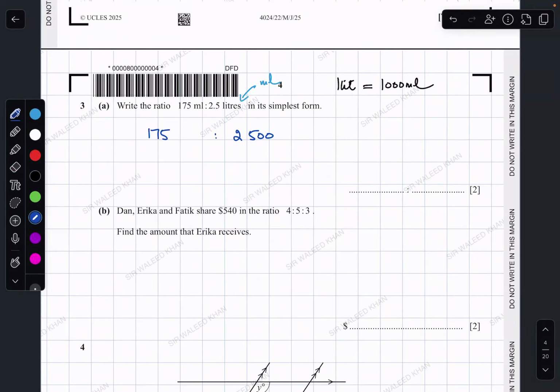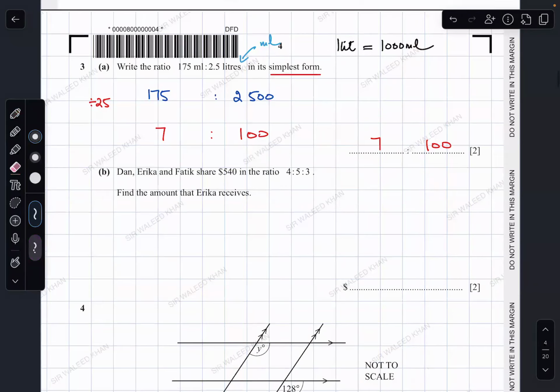Now we can take a ratio of this, right? Because you have access to a calculator, I can see both are divisible by 25. 175 divided by 25 is 7, and this will be 100. So 7 ratio 100. Okay. Next. Because they have written simplest form, the only acceptable answer is this, not this. You will get 1 mark for the working, but if you don't write it, you won't get a mark for that.